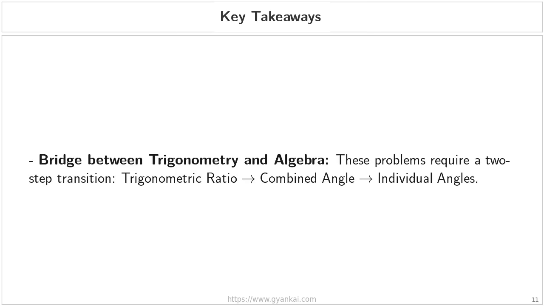Key takeaways. First, I want you to think of these problems as a bridge between two different worlds, trigonometry and algebra. As we saw throughout our step-by-step example, you cannot jump straight to the individual angles. You must follow a specific two-step transition. You start with the given trigonometric ratio, use your tables to find the value of the combined angle, and only then can you move on to finding the individual angles.